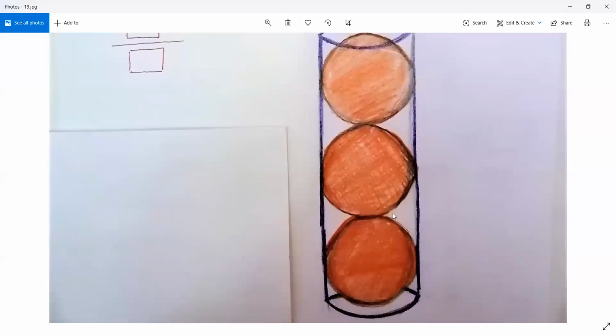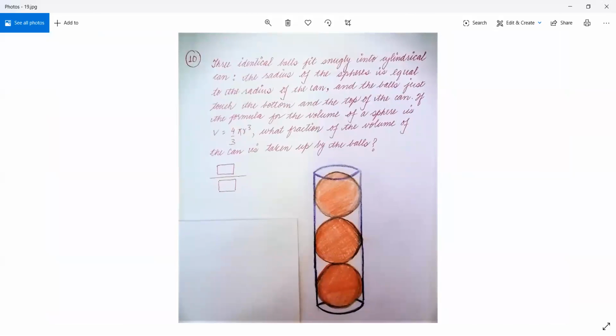So this is the three balls that are inscribed in this cylindrical can. The question asked is, what is the unused space or unused volume inside the can, that hasn't been occupied by the balls? This white part, which isn't occupied by the balls, you need to take out the volume of that unused or unoccupied part by these spherical balls.